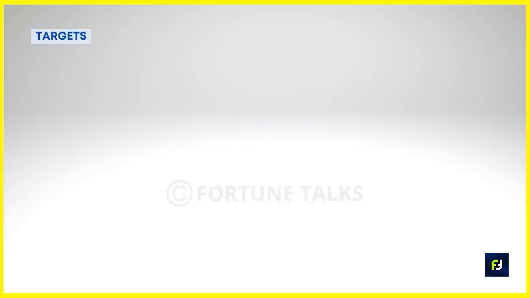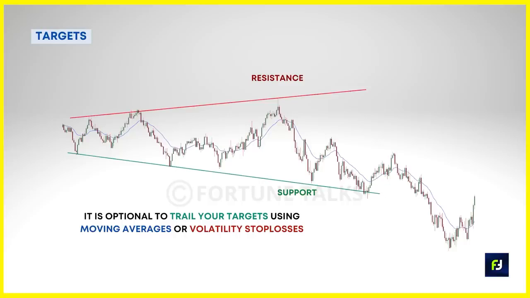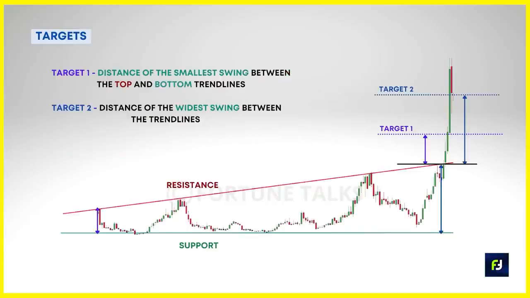Now finally, we will be talking about the targets. For this pattern, I won't be really interested in trading my targets. I'm satisfied with the projected targets. So you can set 2 targets using the price projection method. The first target would be equal to the distance of the smallest swing between the top and bottom trend lines.